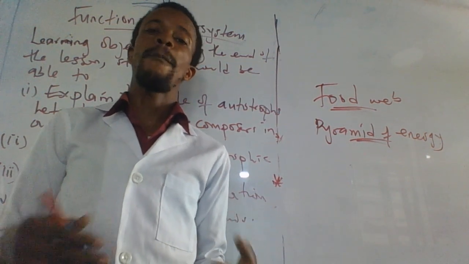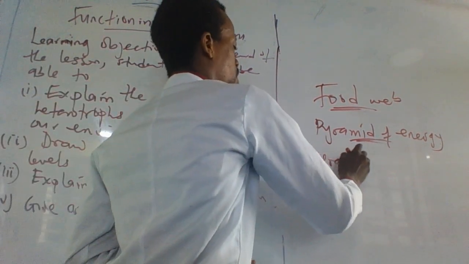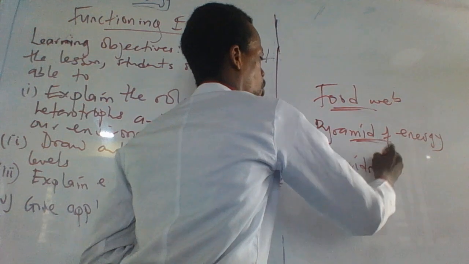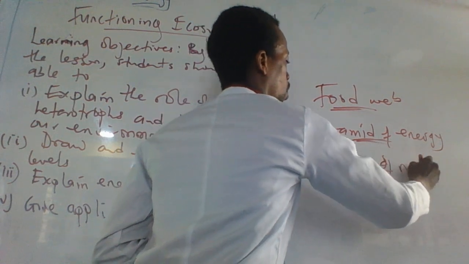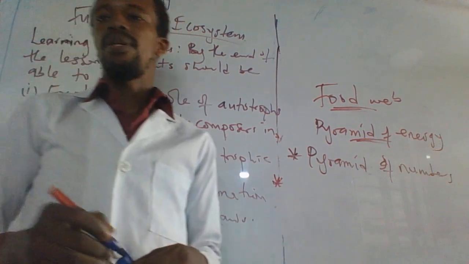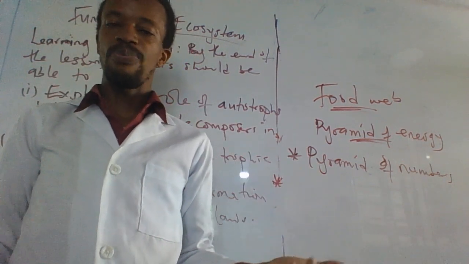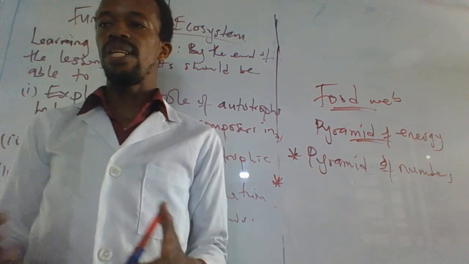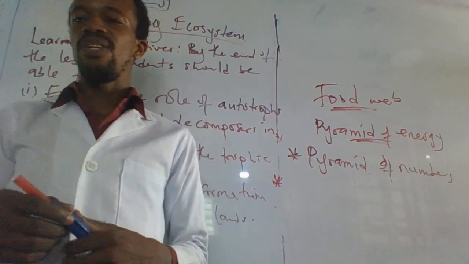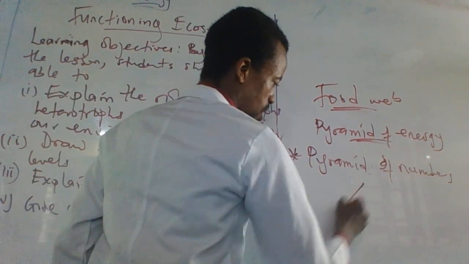So taking the first one, pyramid of numbers. Pyramid of number refers to the numbers of individual organisms at each trophic level, decreasing from the first to the last level in the food chain. As you know, the pyramid goes like this, just like this.